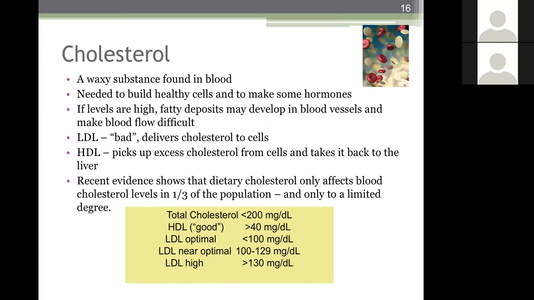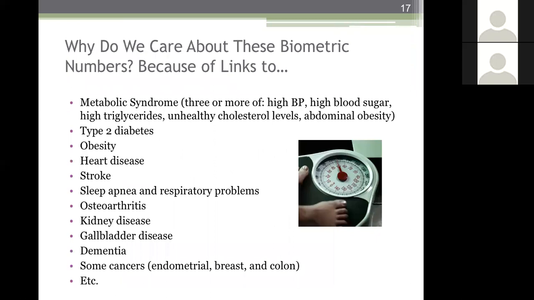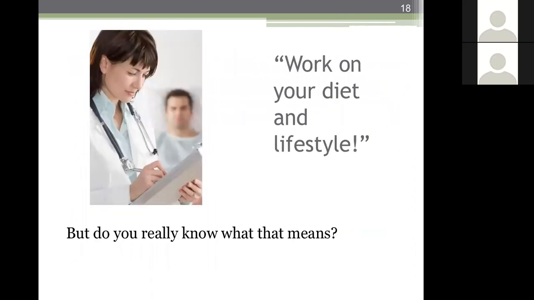Fiber consumption is also really important here. We'll dive into that. Just give me a sec. So first of all, why do we care about these numbers? Well, we care about them because there are a lot of connections here. When you have high numbers, those numbers can contribute to the development of some illness and disease. And this is not even the exhaustive list. It's a good idea, essentially, to know your biometric numbers, is what I'm trying to communicate here.